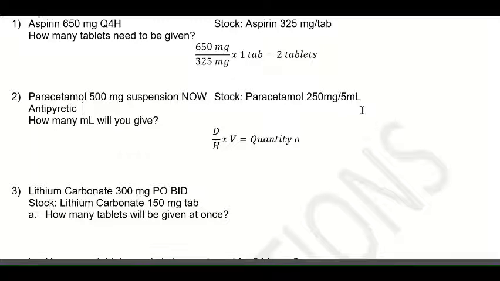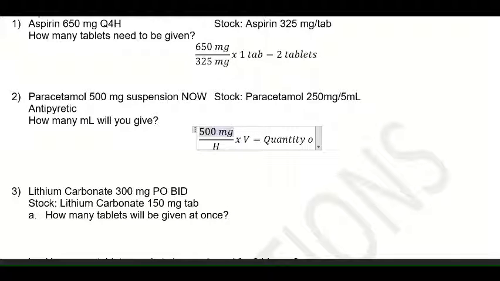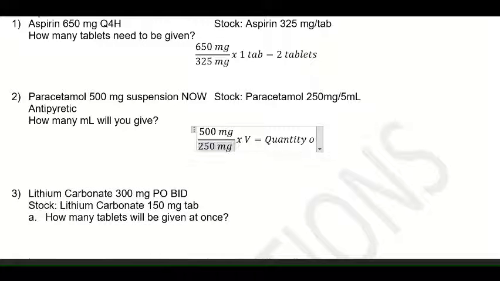Going back, what's the desired? 500 milligrams. Yes, that's what we want to give. What's the stock, or what's on hand? 250 milligrams. What's the volume? 5 ml. Get your calculators. Then 500 divided by 250, that would be 2, times 5. You will be giving 10 ml to your patients.